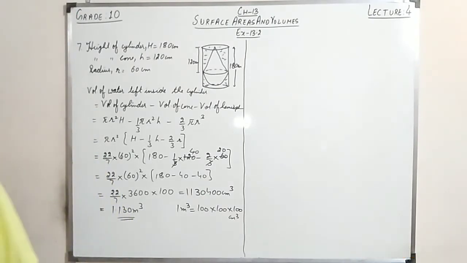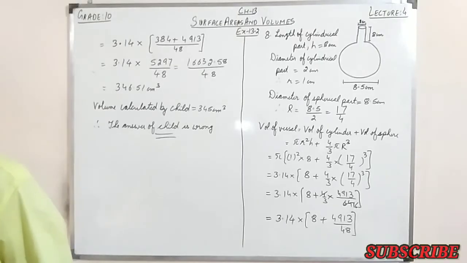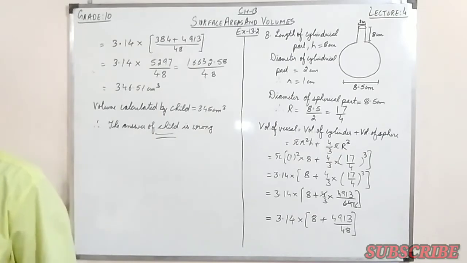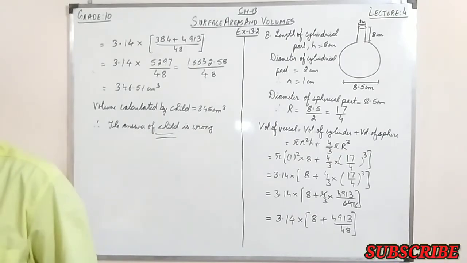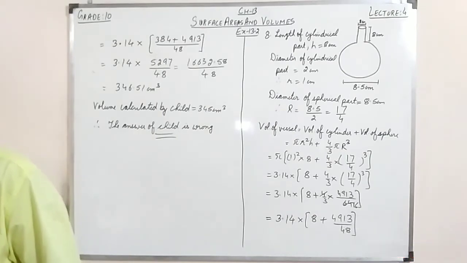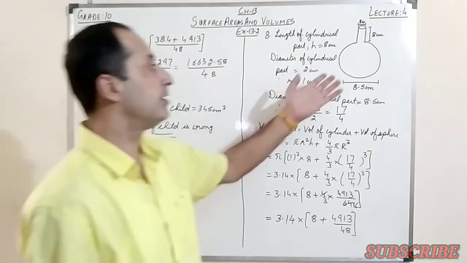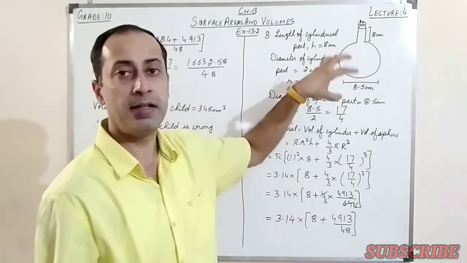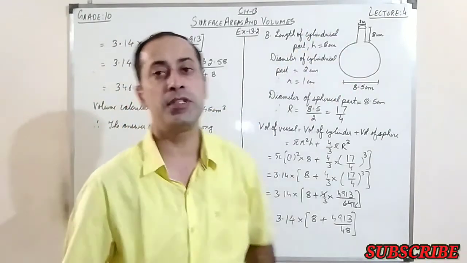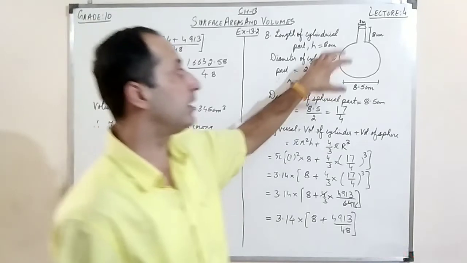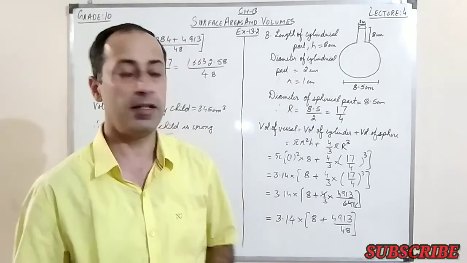Now let's go to the last question of this exercise. In question number 8, it is given a spherical glass vessel has a cylindrical neck 8 cm long, 2 cm in diameter. The diameter of the spherical part is 8.5 cm. As you can see in the figure, there is a flask, a vessel whose base is spherical and whose mouth is in the shape of a cylinder.